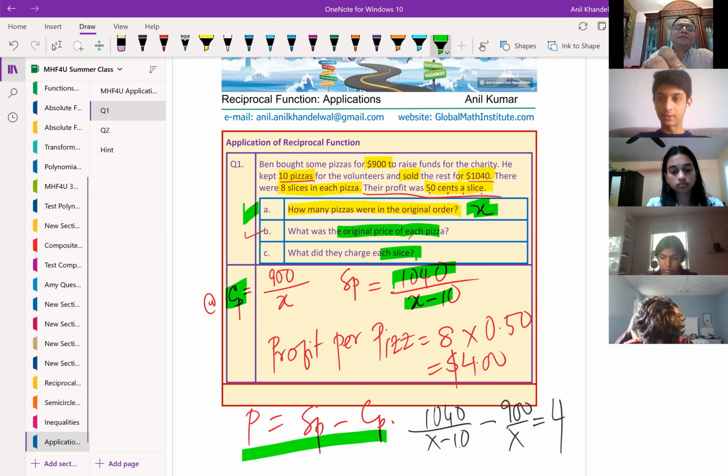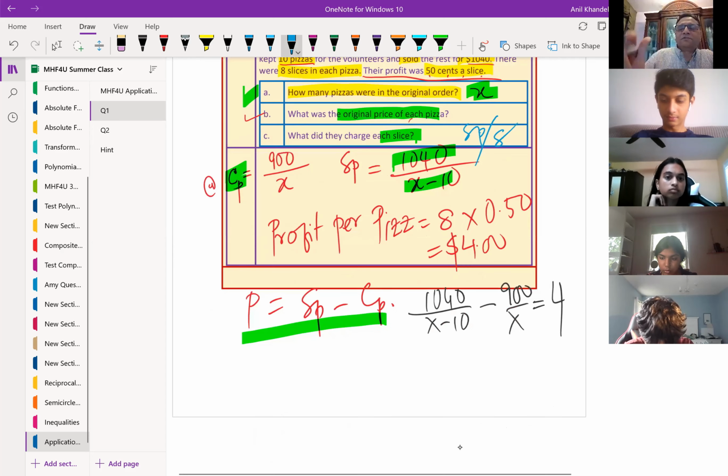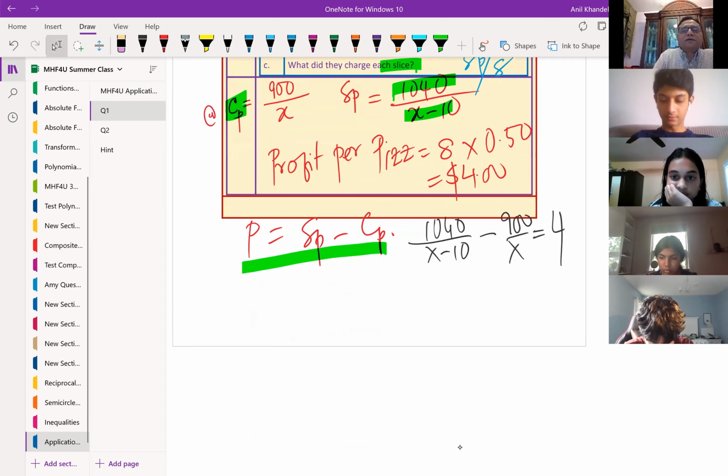Sir, can we try solving the profit equation, just for visualization? Sure, we can. So just do it on your own. What we could do here is divide everything by 4 also, right? And we will multiply by x minus 10.